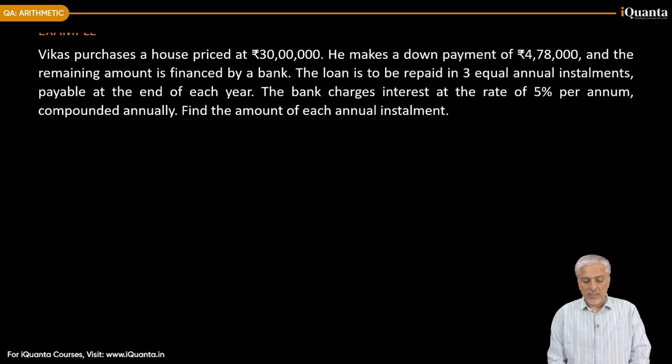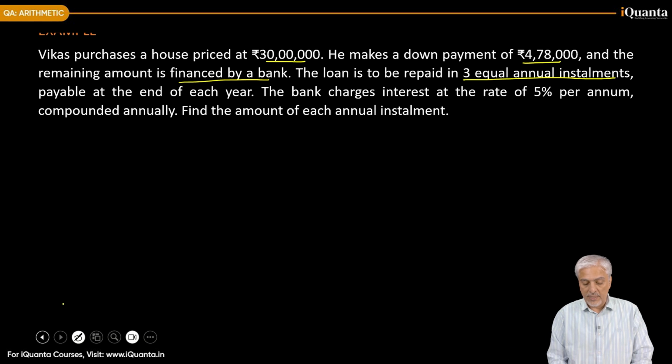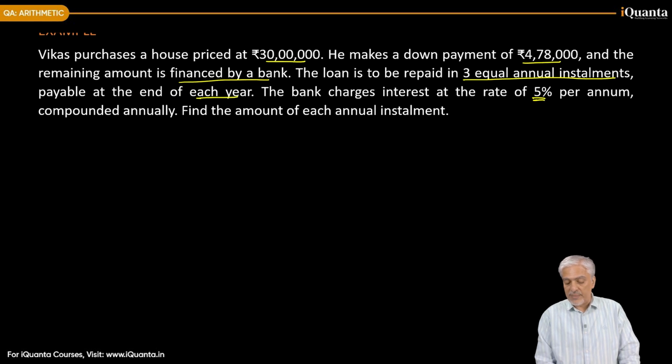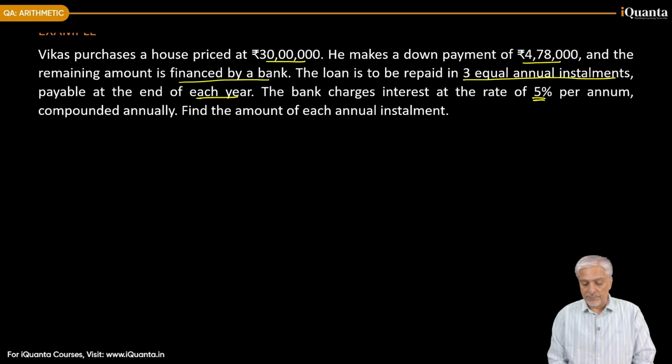Next one. Vikas purchased a house priced 30 lakhs. He makes a down payment of 4,78,000 and the remaining amount is financed by a bank. So we'll find out how much is the loan amount. The loan is to be repaid in 3 equal annual installments, payable at the end of each year. The bank charges a rate of 5% per annum, compounded annually. Find the amount of each installment. Great, looks like a regular question.